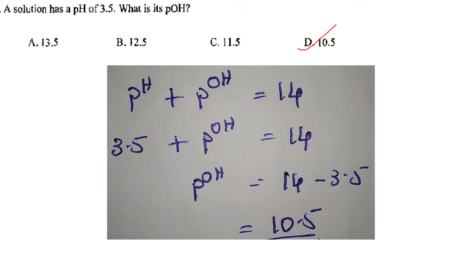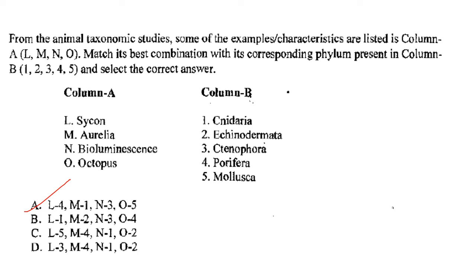Then next one. The solution has a pH of 3.5. What is its pOH? So pH plus pOH is equal to 14. They have given pH of 3.5 and pOH we have to calculate. So 14 minus 3.5, that is 10.5. So the answer is option D, that is 10.5. Then next one.